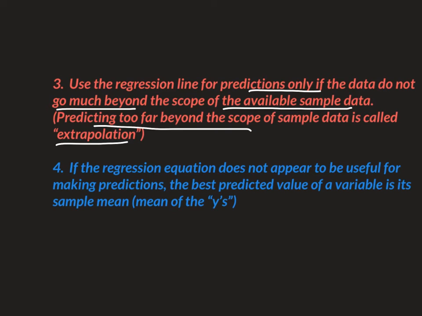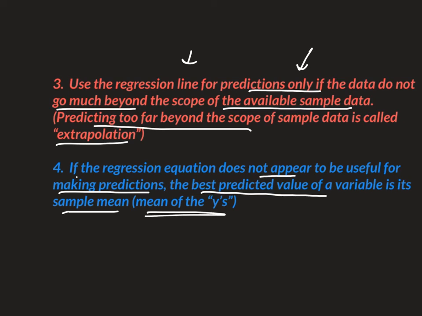Number 4, if the regression equation does not appear to be useful for making predictions, so if it fails with this, if it has outliers, or the R is not strong, the line's not good, or if you're trying to go way far out, or if it just doesn't make sense to use the equation, here's what we're going to do. The best predicted value is its sample mean, meaning find the mean of your y values, and that's going to be used for the prediction. I know it sounds kind of crazy, but we're just going to find the average of the y's, find the mean. Let me show you one of those real quick.